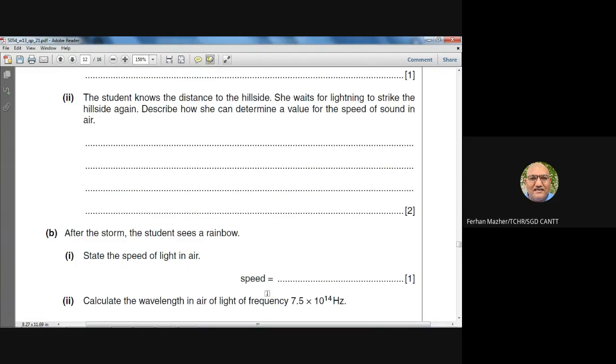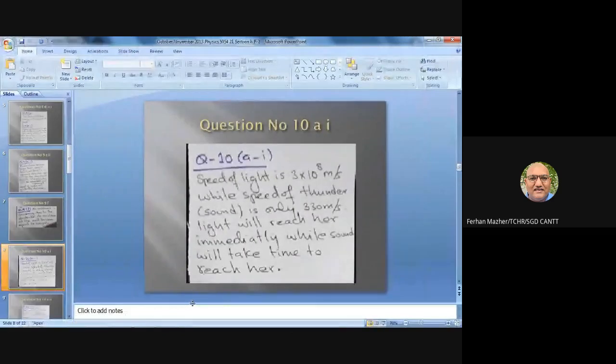And we know that she knows the distance between the hillside and her. From the stopwatch, she knows the time the sound took to reach her. So if you divide that distance by that time on the stopwatch, she will get the speed of the sound. Very simple. It's a 2 mark question. Let me show you. I have also written this answer.